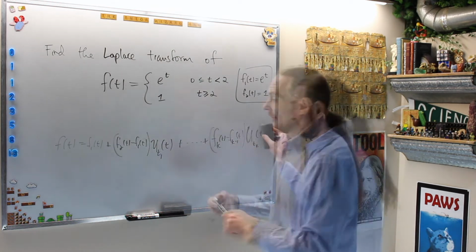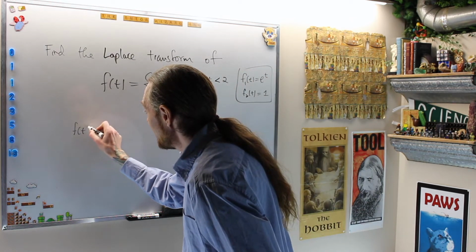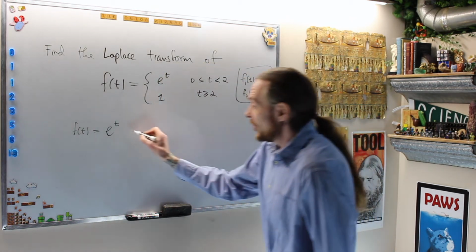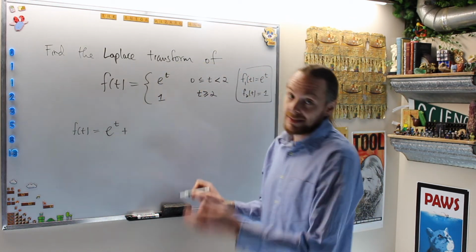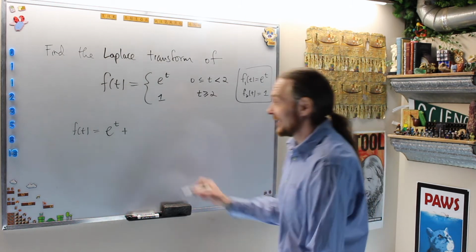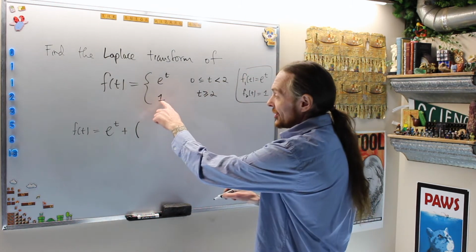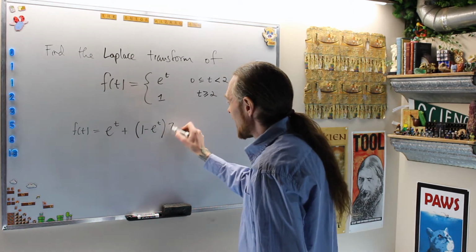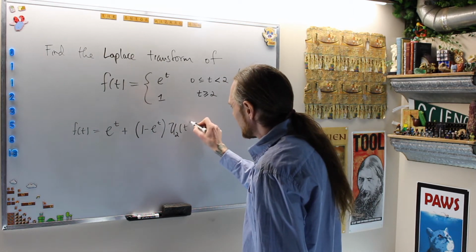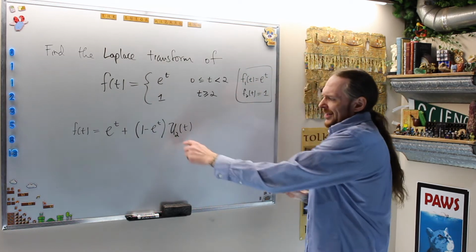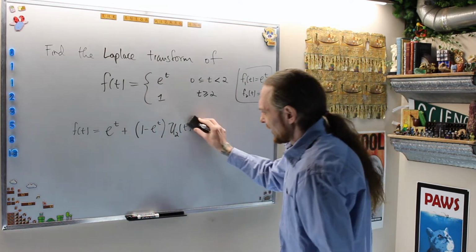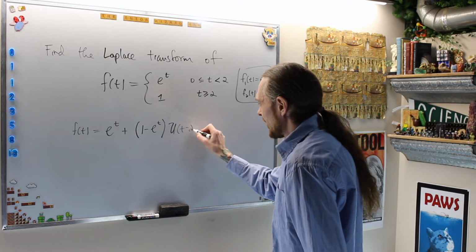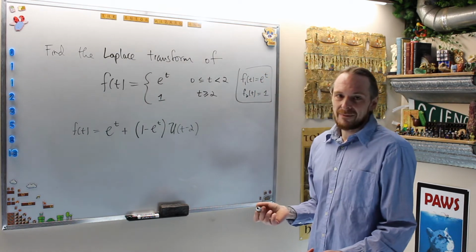2 different intervals. For our function, f of t is equal to the first function, e to the t, plus, I didn't write down what the step function is, so I'll do that in a second, plus the second function minus the first function, 1 minus e to the t, times u2 of t. I don't like this notation. I don't know why they don't just write it like this, so I'm running the show. I've got the microphone. u of t minus 2, the shifted unit step function.